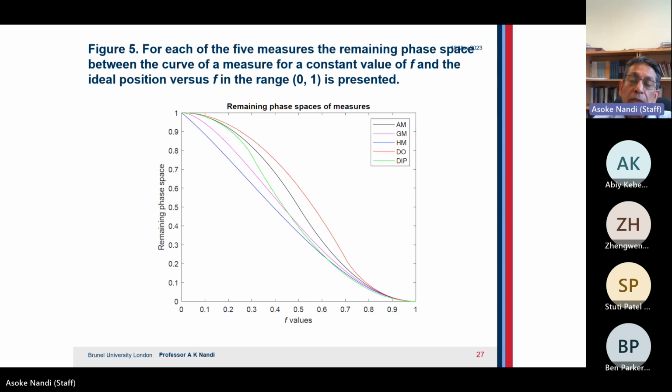The other question was DO and DIP, which is the best. DIP is the best, and it doesn't matter whether you're here, here, anywhere. So that means the two possible best over the whole range is either HM or DIP. If you're at the high performance end, and you're looking for the best algorithm, you'll be somewhere here, then DIP is the best. If you're at the lower performance end, then HM is the best. And that's the full answer, if you like.